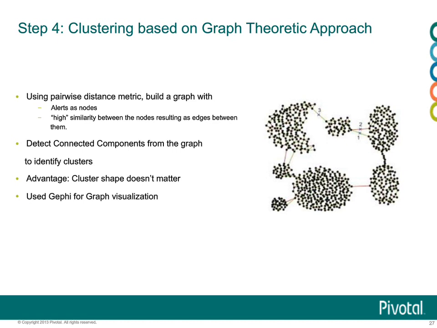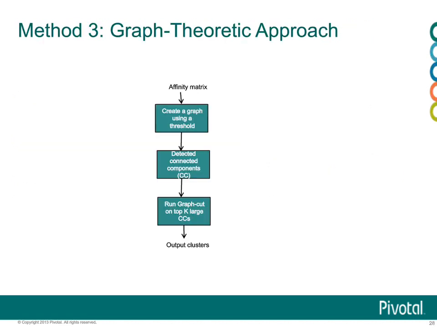So just to recap, we started off with the affinity matrix or the distance matrix, which is basically the n by n pairwise distance matrix between the alerts, and we used a distance threshold to create a graph, and then we ran the connected components detection algorithm on that graph to identify clusters.